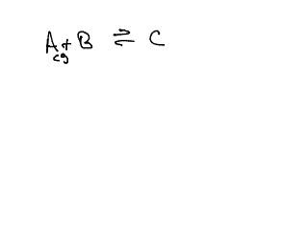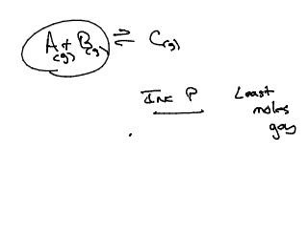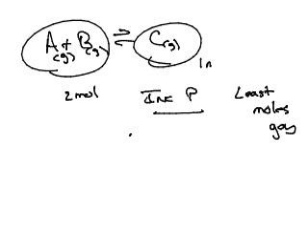Well, we should talk about pressure. What if I change the pressure? So I've got A plus B turns into C, and let's say these are all gases. If I were to increase the pressure, it shifts to the side with the least number of gases. So if you increase pressure, you go to the least moles of gas. In this case, I have 2 moles of gas on the left side and 1 mole on the right side, so this reaction would shift to the right.